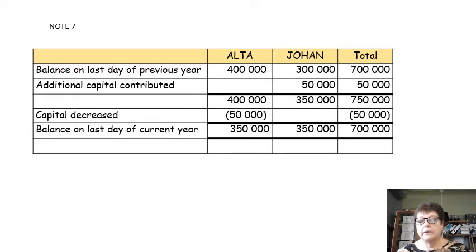And then at the end of this year, the two partners have the same capitals, 350,000. So that should make the sharing of the remaining profit easier, because in the exercise they tell you they are sharing their profit in the same ratio as what the capital is at the end of this year.